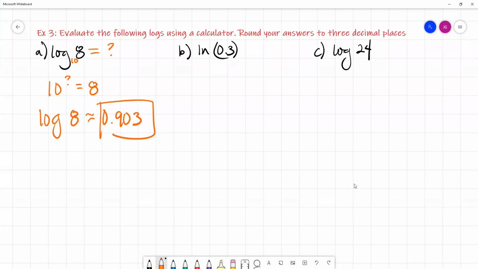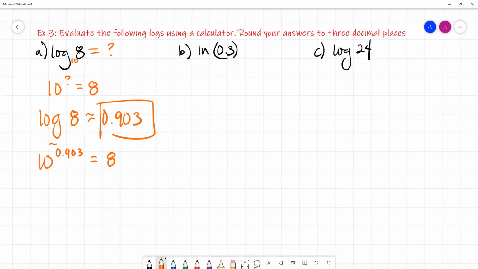And so what did we just find? We found that 10 to the 0.903 power is approximately 8. So that's a way to figure out logarithms that are a little bit nastier. And now we can do the other two. We can do natural log and then log of 24.